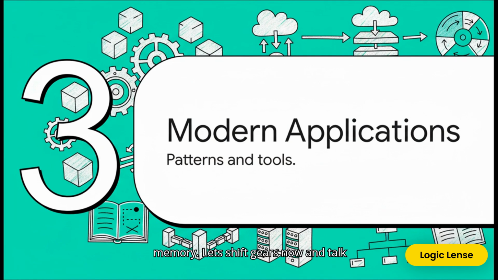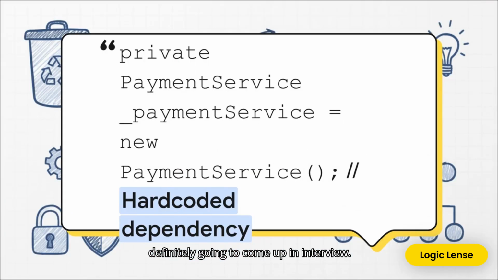Let's shift gears now and talk about the architectural patterns that really drive modern .NET applications. This is the stuff you'll be working with day in and day out, and it's definitely going to come up in an interview. So check out this code snippet. See how the order service is creating a new payment service right inside itself? This is what we call tight coupling. It's basically saying, I, the order service, am now permanently welded to this one specific kind of payment service.